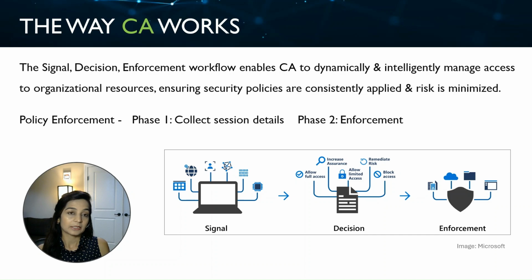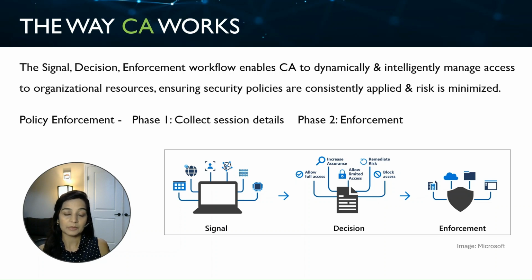Enforcement is the action taken based on the decision, which could be granting access, requiring further verification like prompting for MFA, or blocking access to the resource. As an example, a user attempts to log in from an unrecognized device and location. That's the signal. Conditional access determines that the request is medium risk and requires MFA, which will be the decision. The user is prompted to complete MFA. If successful, access is granted. If not, access is denied, which is the actual enforcement part.